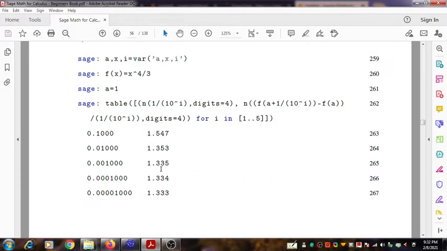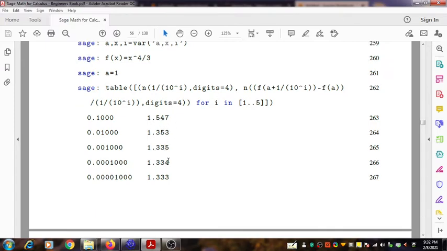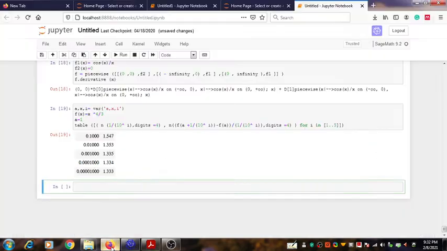Okay, now by comparing the values in the second table, you can see that these values are tending to a particular number, and that number is 4 by 3. So you can conclude that 4 by 3 is the derivative of the given function at the specified point.